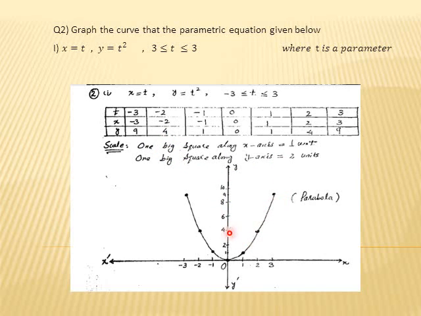Now you can see that this is called a parabola, and you can learn it from chapter number 6. From minus 3 to 9. Okay, x is minus 3 and y is 9, then minus 2 to 4, and same as that. So you can draw this parabola.